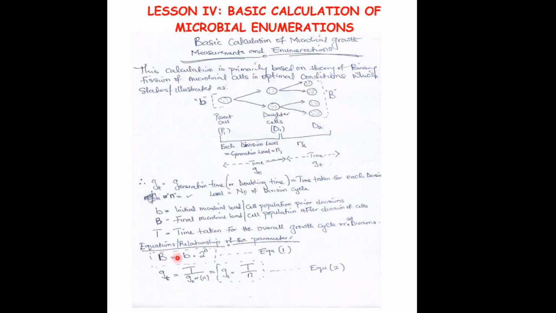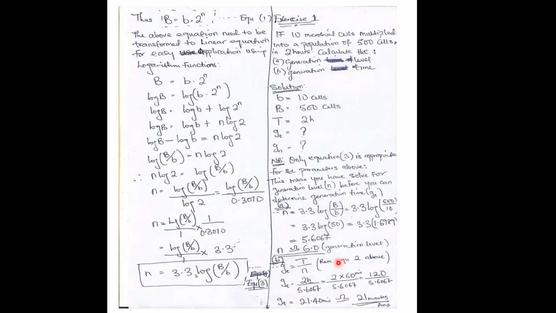However, this equation 1 is in exponential form, and it will be very difficult for us to manipulate some of the parameters at this exponential level. So we intend to break this equation down, but let's take another basic equation, equation 2, which is GT. Generation time is equivalent to the total time elapsed in your assessment or microbial activity measurement over the generation level, the number of cell divisions that has occurred. That gives us equation 2. Having said that, let's move to the next slide.